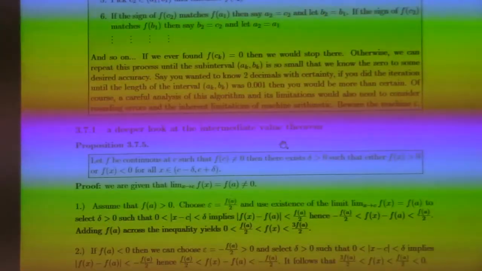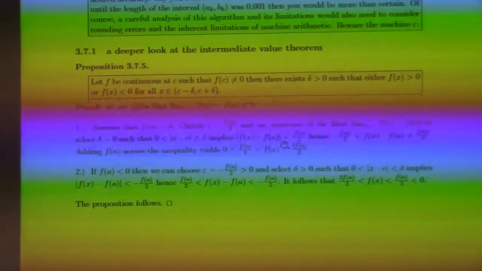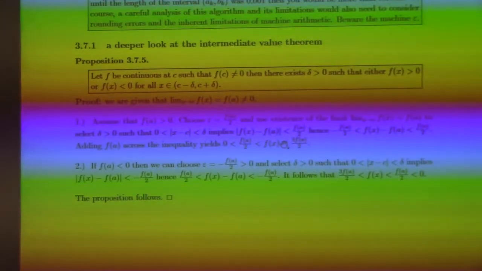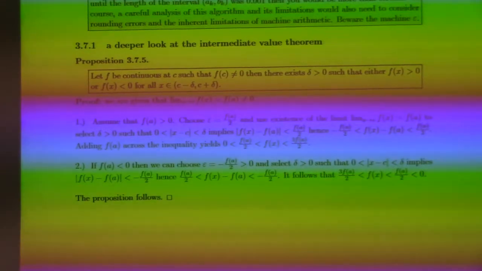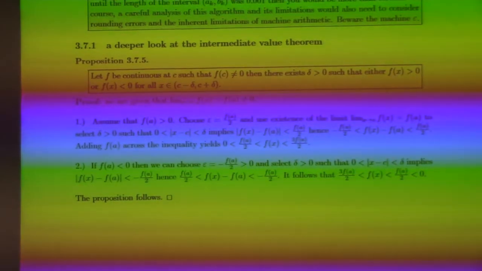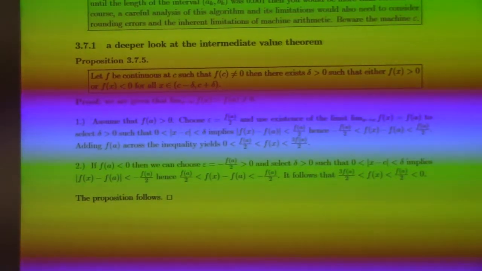All right, so let me just spend about 10 minutes of class here going through the proof of the intermediate value theorem with you.